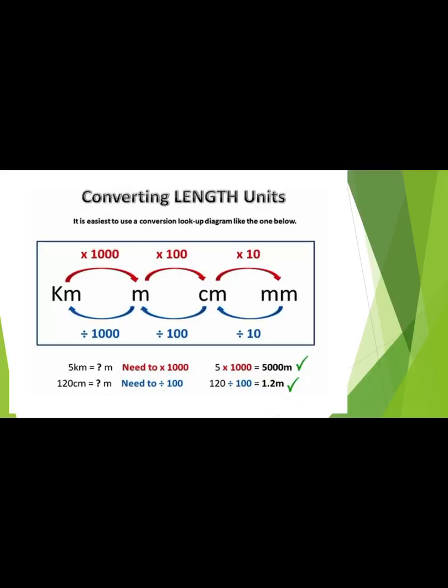This is the conversion. Again, I am telling you about converting the length units. It is easiest to use a conversion diagram like the one below. First of all, when you want to go from kilometer to meter, 1 kilometer means how many meters? It becomes 1000. 1 kilometer is equal to 1000 meter. Then meter to centimeter, from bigger unit to smaller unit, it is into 100. 1 meter is equal to 100 centimeter.